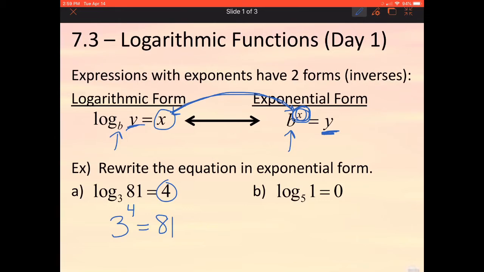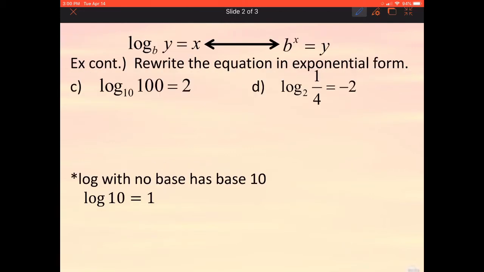All right, let's try example B. Again, we look for the base. Here's our base of 5. 5 to the, and then we need something for our exponent. Remember, what the log is equal to is our exponent. So 5 to the 0 power equals 1. And we know that's true. Anything to the 0 power equals 1. I just put the two forms, log form first and exponential form after it.